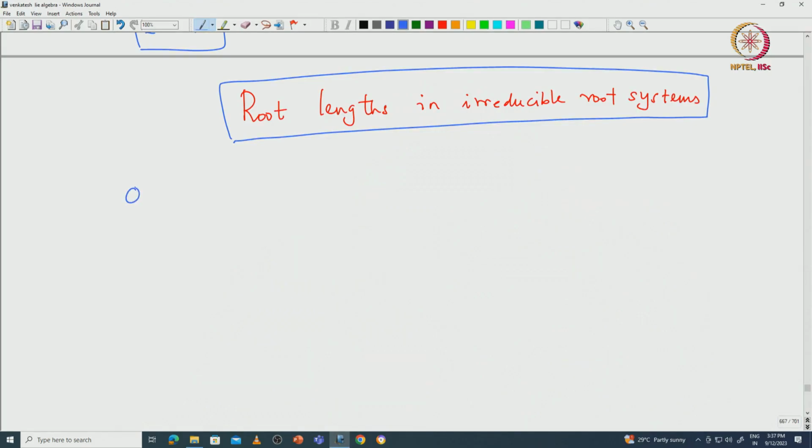Welcome back everyone. In this lecture we will continue to prove more properties of irreducible root systems, which will help us to understand more about irreducible root systems. So, as I said in the earlier lecture, we will try to understand the root lengths that occur for the various elements of this given irreducible root system. So, let us start with the irreducible root system phi.